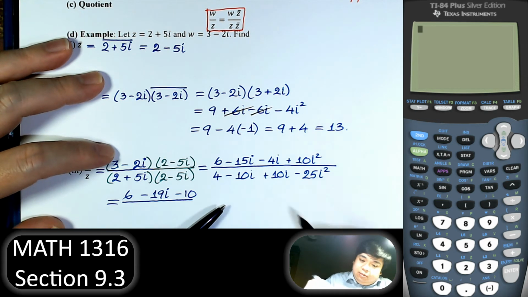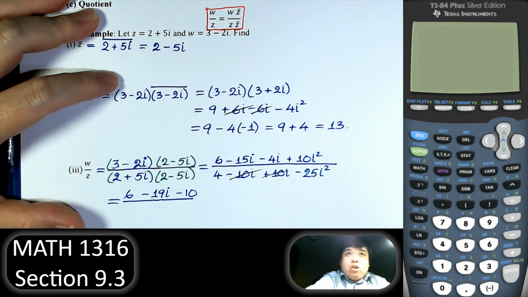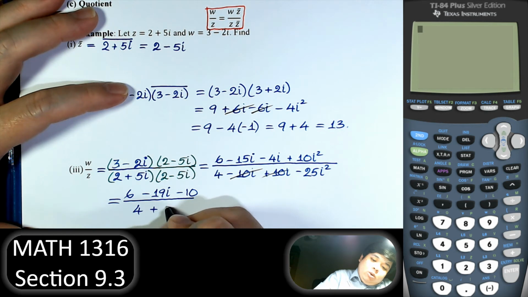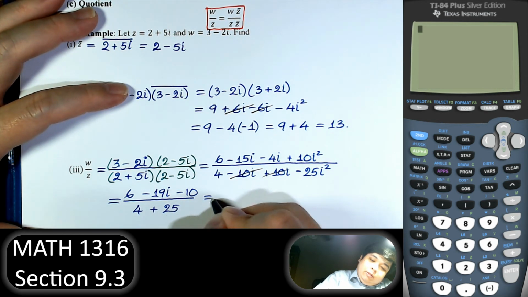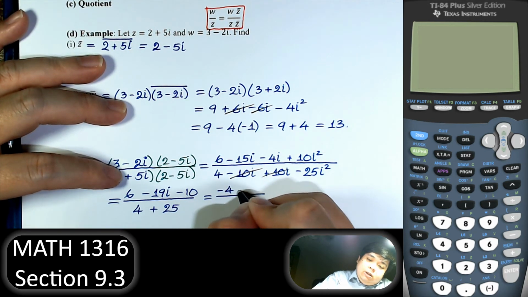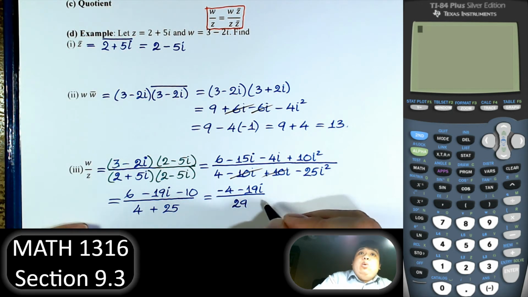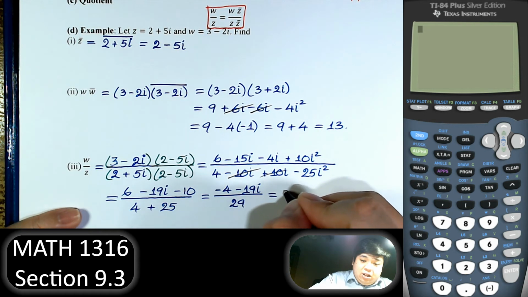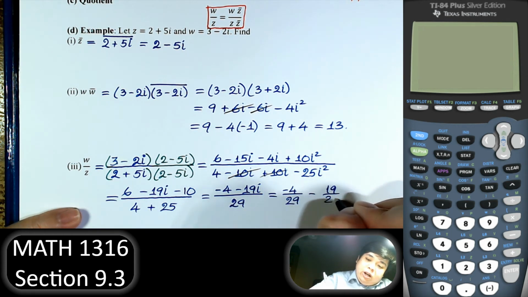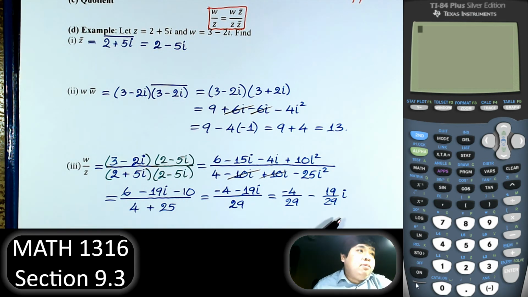The bottom, when we multiply the conjugate, the middle terms cancel out. So I have 4, i squared is negative 1, so it will be 4 plus 25. So we have minus 4 minus 19i over 29. We should split, so we can write the answer as negative 4 over 29 minus 19 over 29 i. The reason we write like this is so we have the real part and the imaginary part separate.